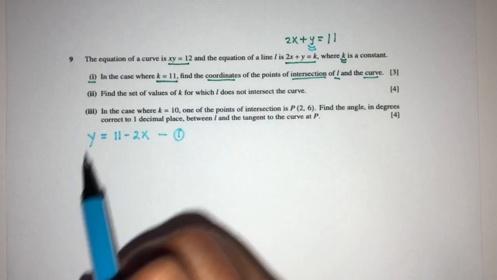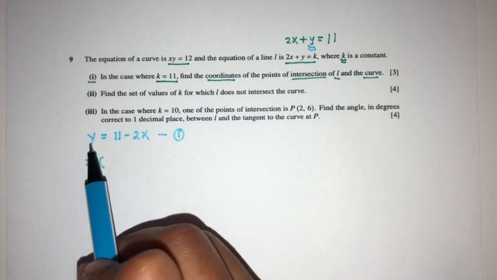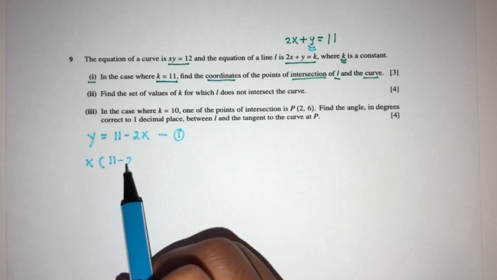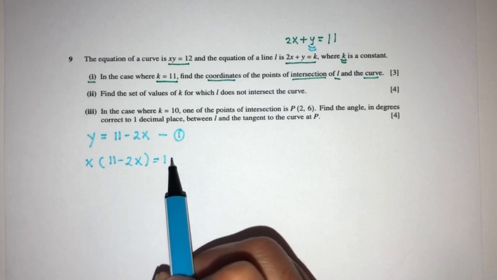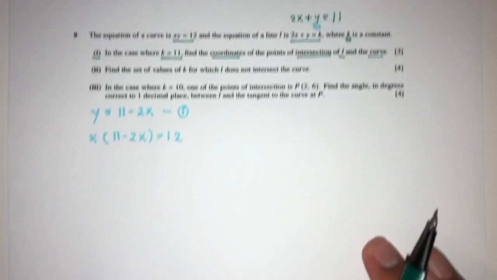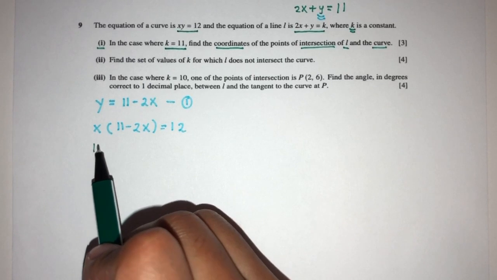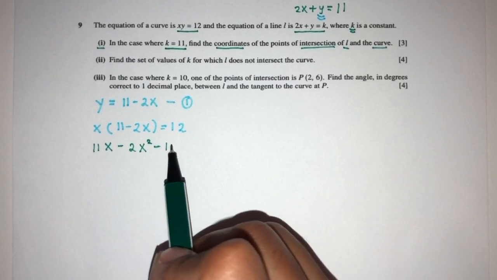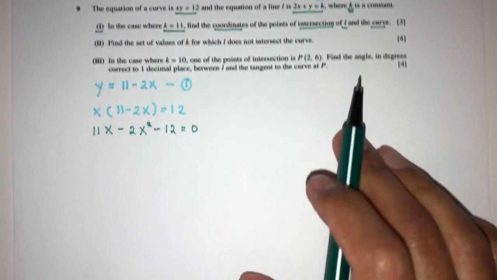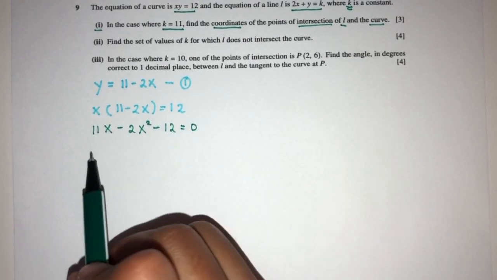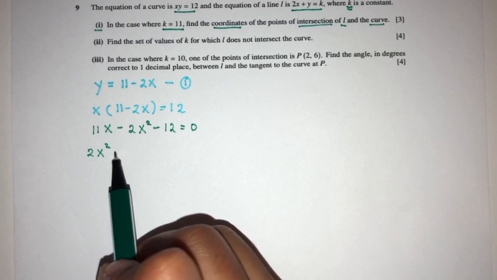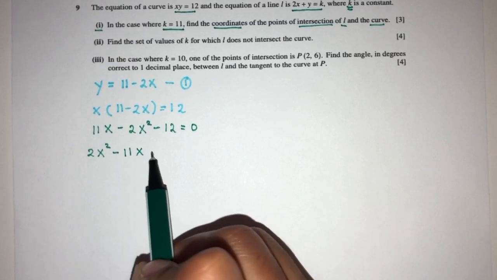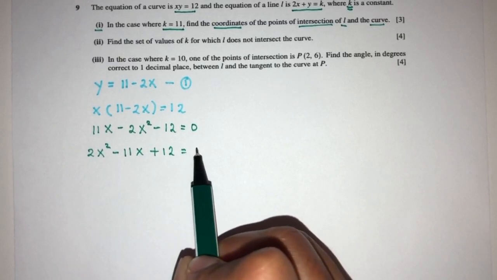Now here I have x times y. y is also equal to 11 minus 2x, so x times (11 minus 2x) is equal to 12. Now I just have to solve this equation and see what happens. That will be 11x minus 2x squared minus 12 is equal to 0. Now we can simplify. Let's send everything to this side. You will have 2x squared minus 11x plus 12 is equal to 0.